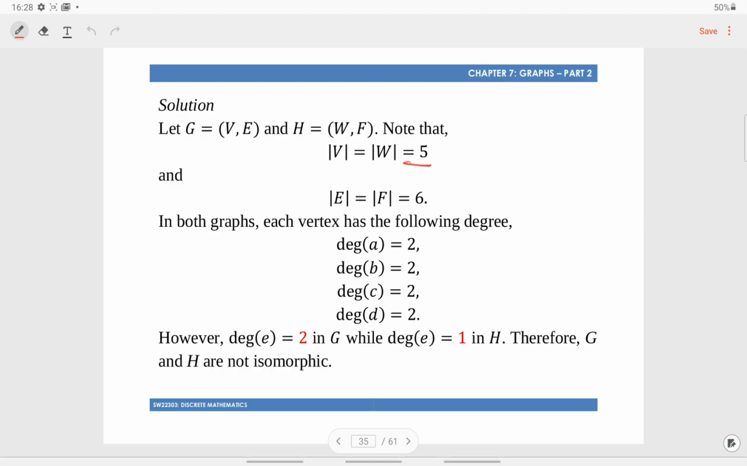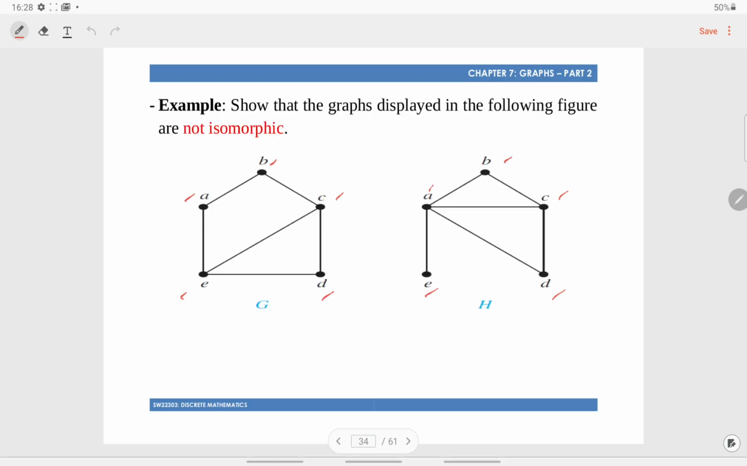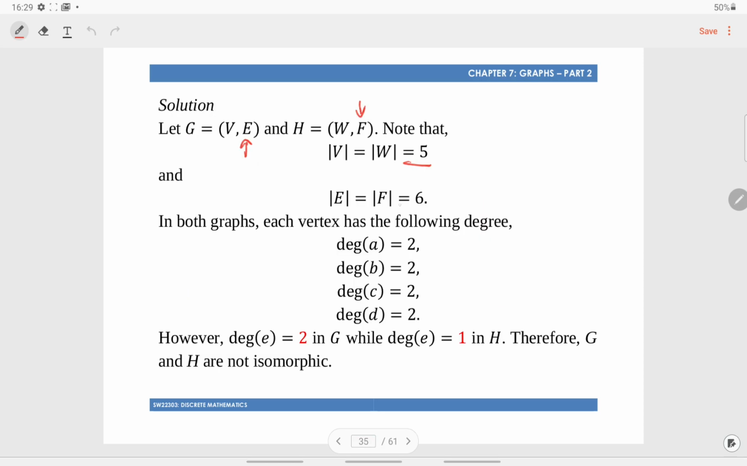So how about the sets of edges, E and F? Let's check how many edges. In G we have 1, 2, 3, 4, 5, 6 edges. In H we have 1, 2, 3, 4, 5, and 6. So the number of edges is also equal. The two graphs pass these two tests, but that does not necessarily mean the graphs are isomorphic. We still need to check other invariant values.